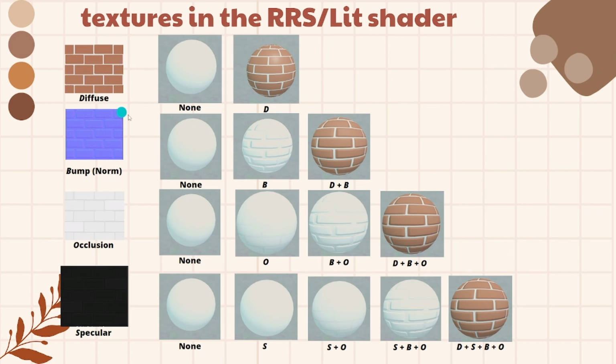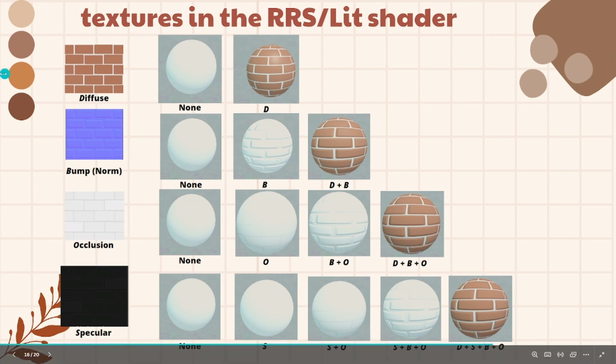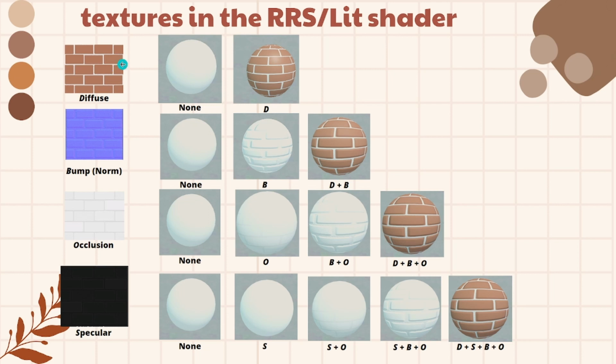Now, there's a few different roles. The standard RRS lit shader is what we call a PBR, or physically based rendering shader. It accepts a few different textures to describe what a material should look like. I've just lined up a list of them here and what they look like when you combine them. Our diffuse is just a regular color texture, like something you might see drawn in Photoshop. Like if you just take a photo of something, that's effectively the diffuse texture.